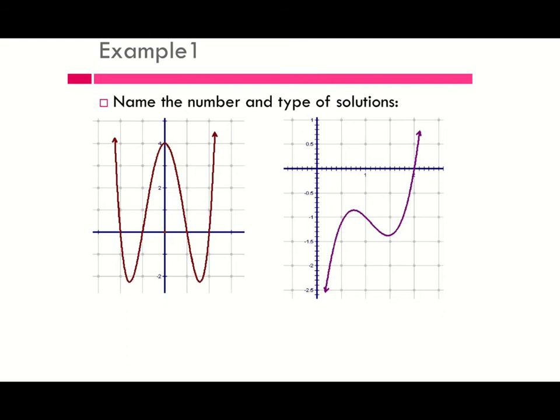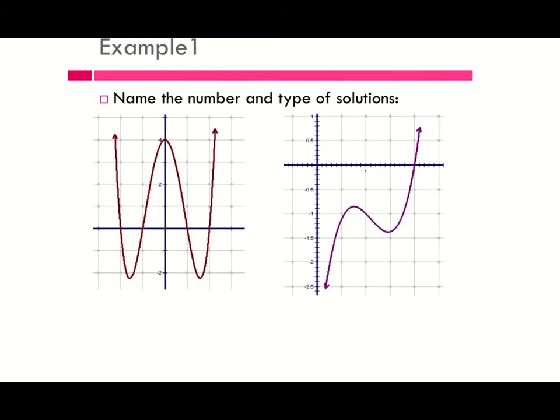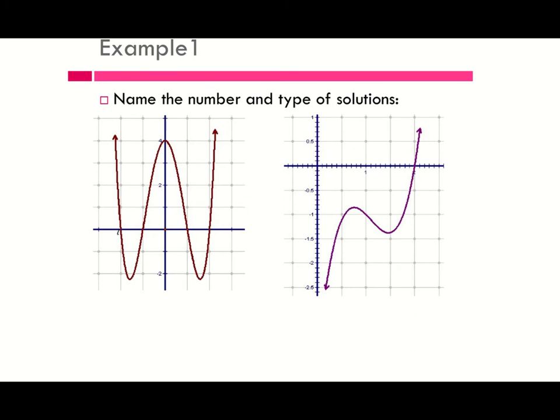And here, if we look, well, how many times does this cross the x-axis? We've got 1, 2, 3, 4. So I can have 4 solutions, and in this case it crosses the x-axis 4 times, so I have 4 real solutions or roots. So I know I have to have 4, and in this instance I have 4 x-intercepts, so I have 4 real solutions.